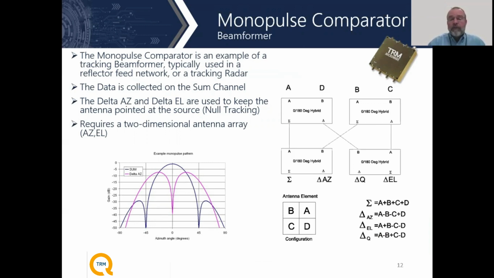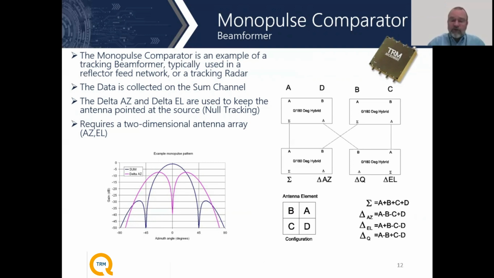And in order to be able to build a monopulse comparator, you need a 4-element antenna array at a minimum, and it needs to be laid up in a 2x2 configuration. By that, if you take a look in the middle of the screen, down on the bottom, you see the antenna element configuration there, where you see the ABCD block. That shows the 2x2 antenna element configuration.